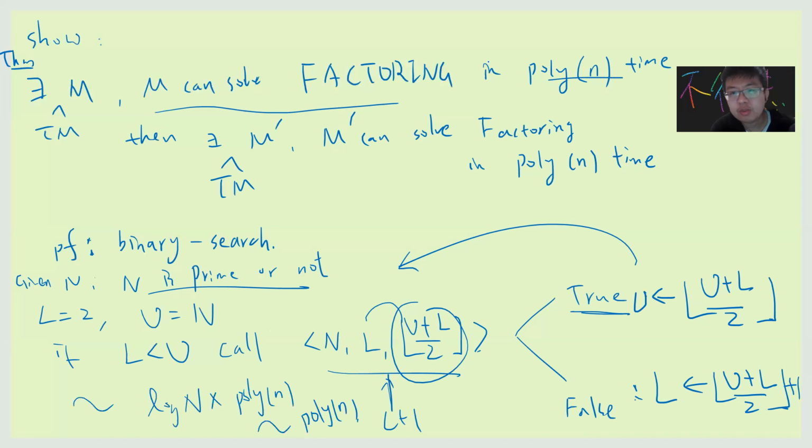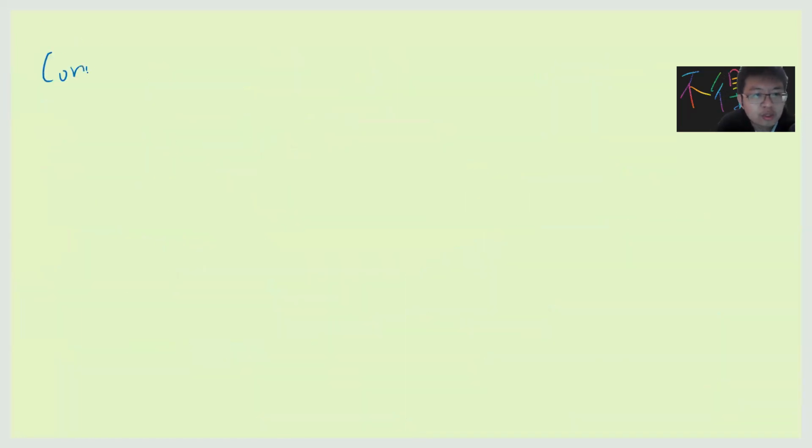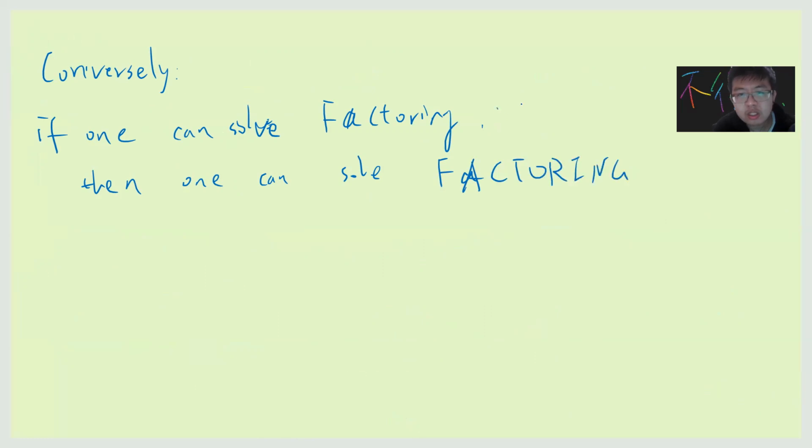Okay, right. So this means that if you can solve the factoring in poly n time, then you can solve the Turing machine and prime in poly n time. And conversely, the converse is so trivial, right? Conversely, if one can solve, let's say, factoring, the searching problem, then one can solve the deterministic version. Let's say I can solve this in poly n time. Okay, so this proof is almost trivial, right?